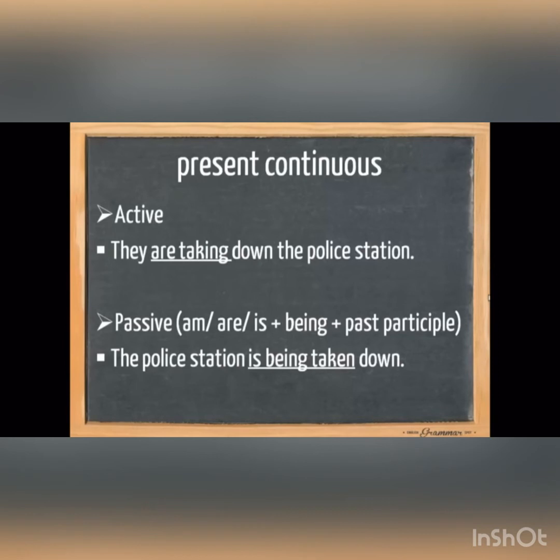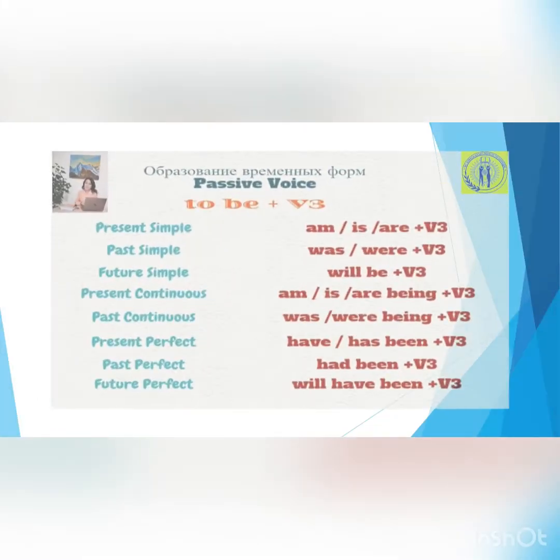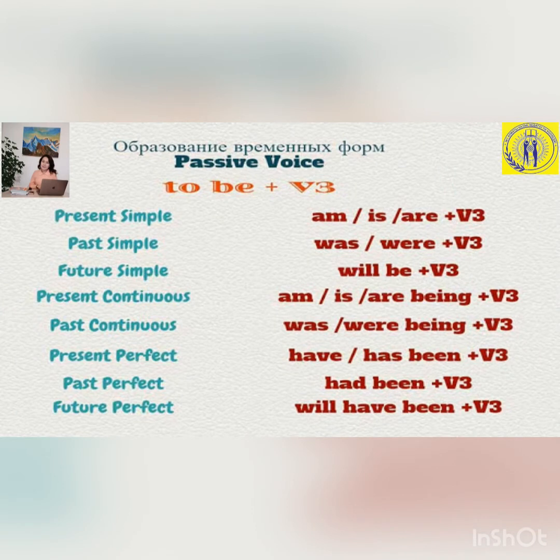So please note that we've put the police station into the slot of the subject in the passive sentence. And it's not important by whom. So the police station is being taken down. So again, don't forget to put in being. Here is given the formation of passive voice in different tenses.